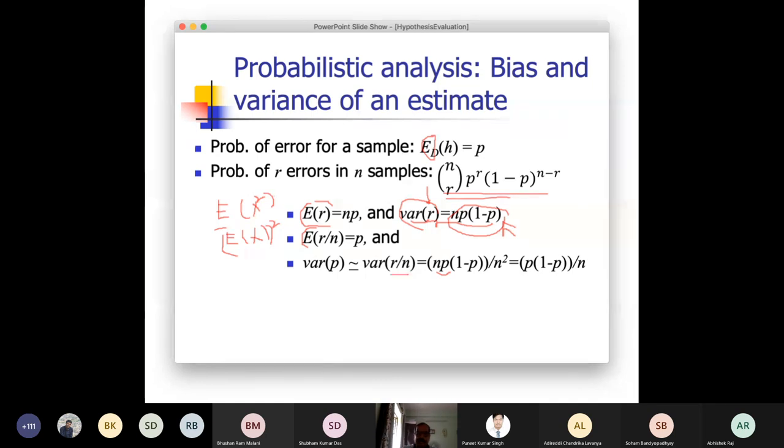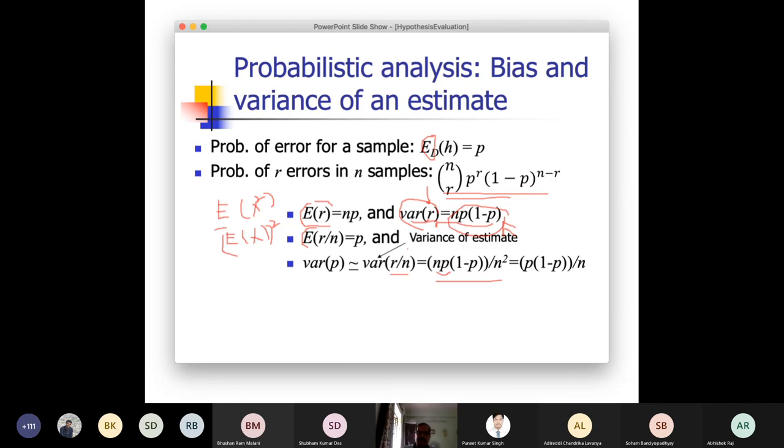Now once again there is a mathematical relationship: if a random variable is scaled by a scaling factor, say k, the variance would be effectively scaled by the square of that factor. So in this case, it is scaled by 1 by n, so the variance would be scaled by 1 by n square. Is it clear?